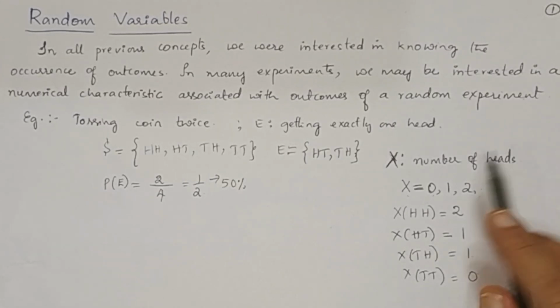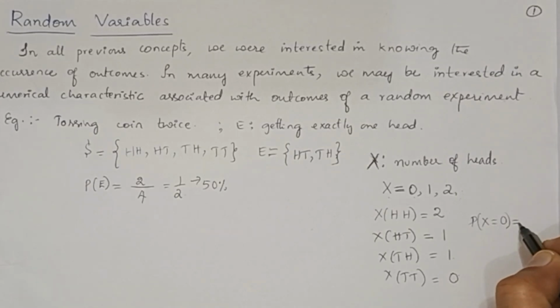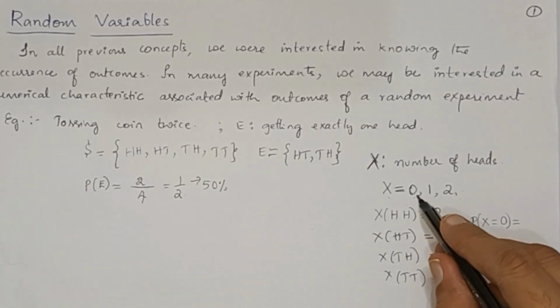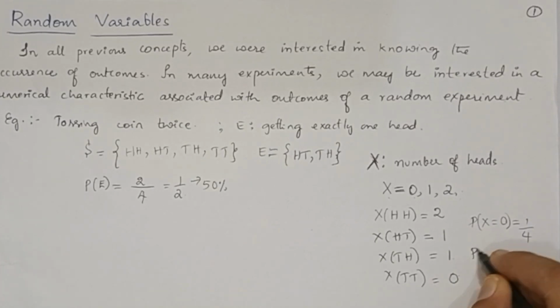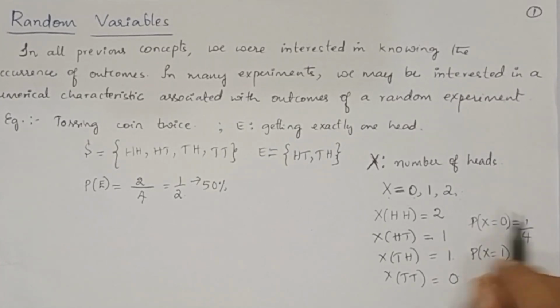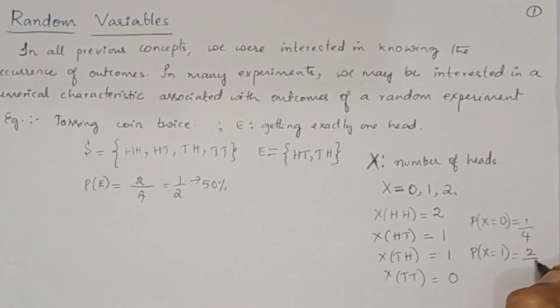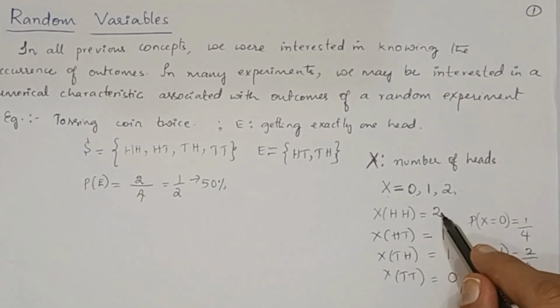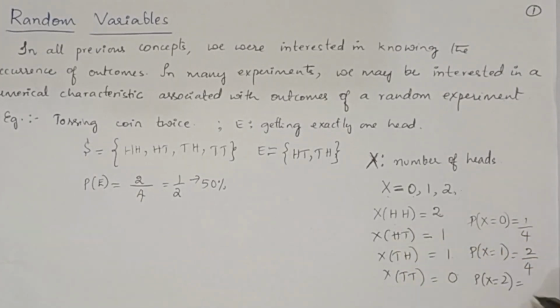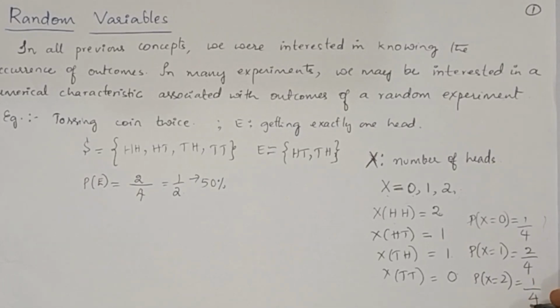So if you want to find the probability of getting no head, it means getting TT, so 1 by 4. Probability of getting one head means HT or TH, two outcomes, so 2 by 4. Probability of getting two heads, x equal to 2, is satisfied by one outcome, so 1 by 4. So you can find the probability in this way also.